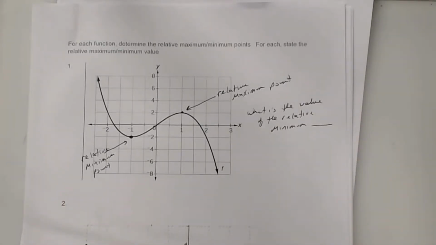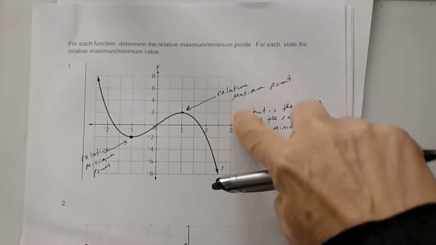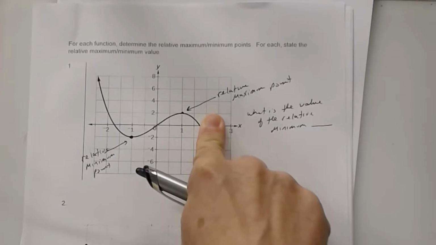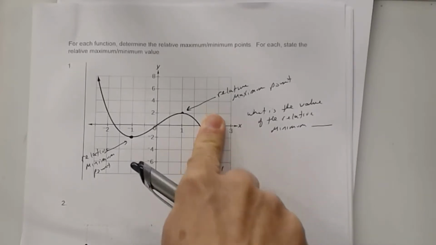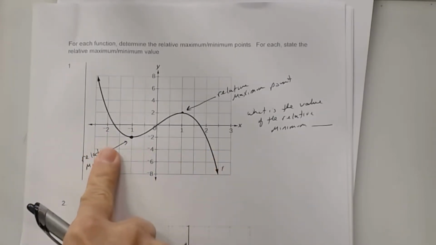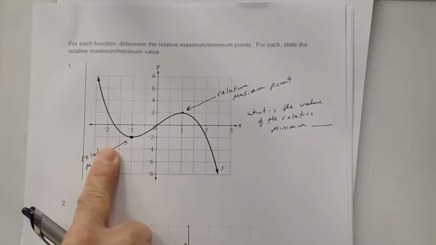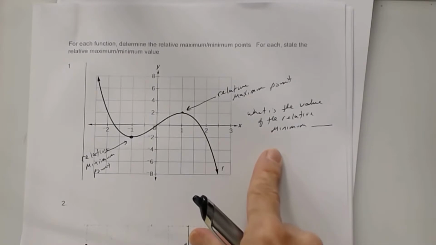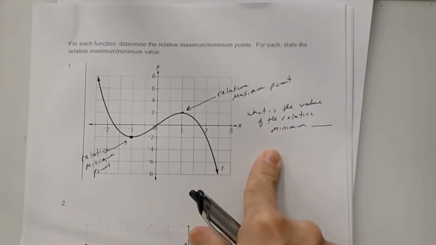Now be careful. I'm not asking for the point. You located the point. So notice when I wrote this, I said relative minimum point. Relative maximum point. Now, those of you that are going to calculus, all this is going to play important roles next semester or 2 semesters from now. When I ask you what is the value of the relative minimum, I'm asking for the y value.